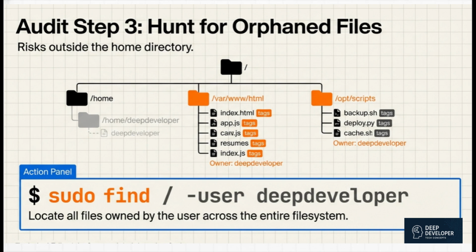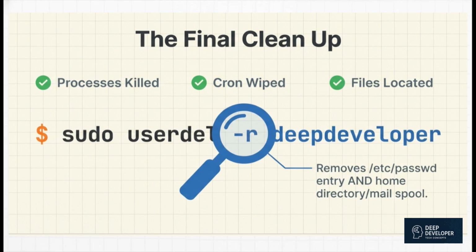Okay, so you've killed their processes, you've checked their cron jobs, you've audited their files. Now, and only now, are you ready to actually delete the user. And the command you want is sudo userdel -r deepdeveloper. That -r flag is absolutely essential. It not only removes the user account itself, but it also cleans up after them by removing their entire home directory and all the files inside it. It's the final, clean, safe way to do it.